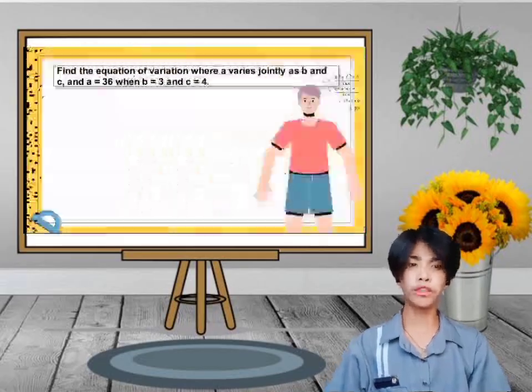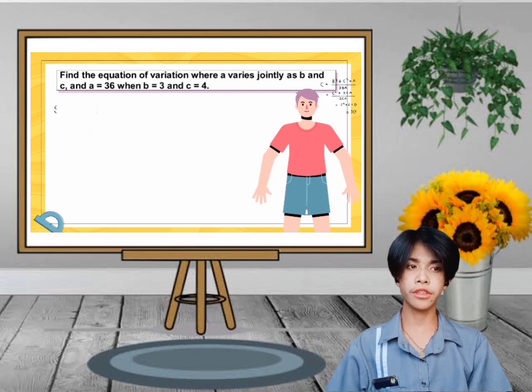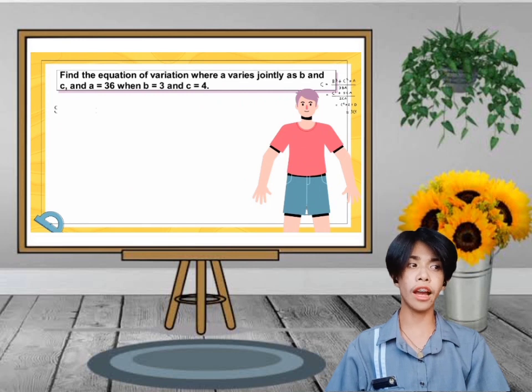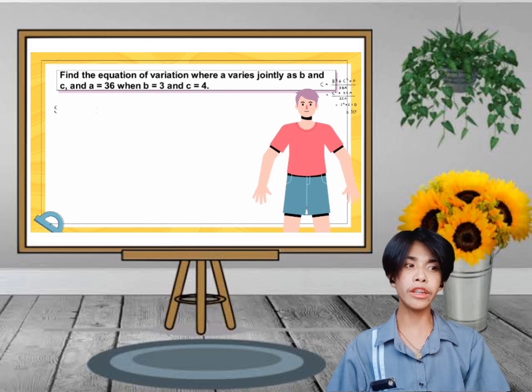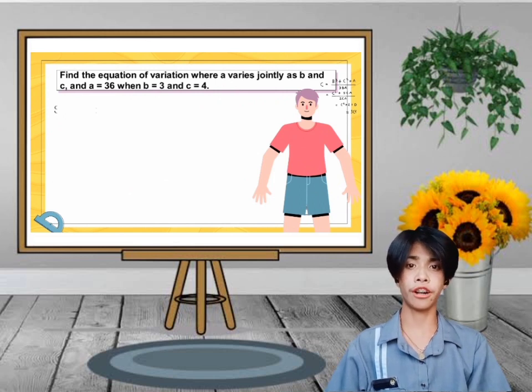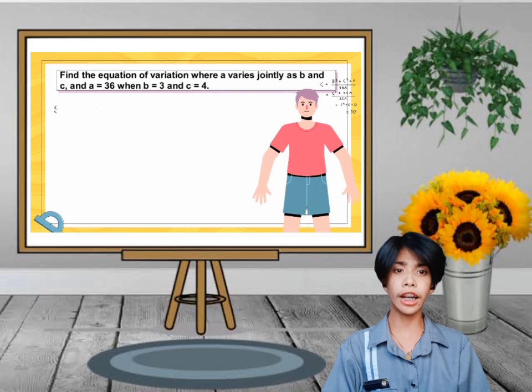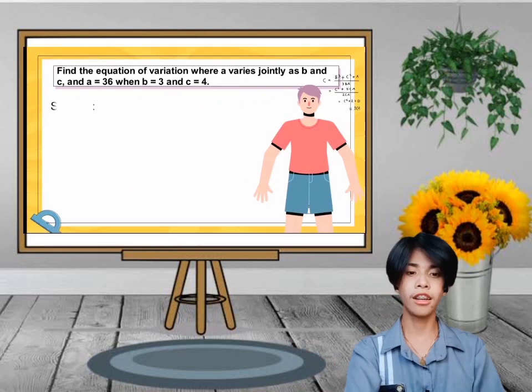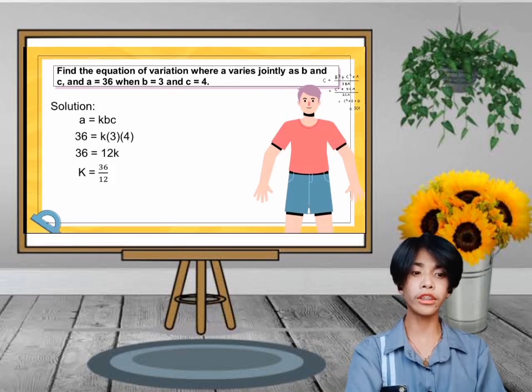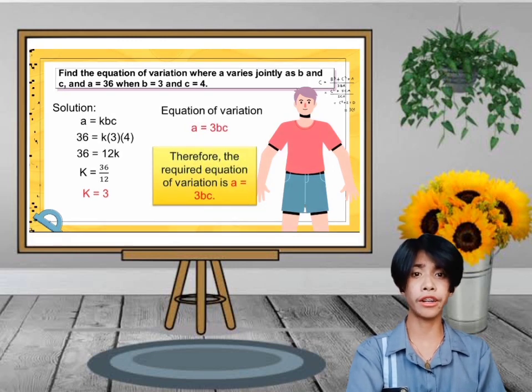So, how do we find the constant of variation and the equation of variation? First, find the equation of variation where A varies jointly as B and C, and A equals 36 when B equals 3 and C equals 4. First, kailangan muna nating i-translate itong mathematical statement na A varies jointly as B and C. So, ang una natin makukuha dito ay yung constant of variation. Tsaka natin makukuha yung equation ng variation.